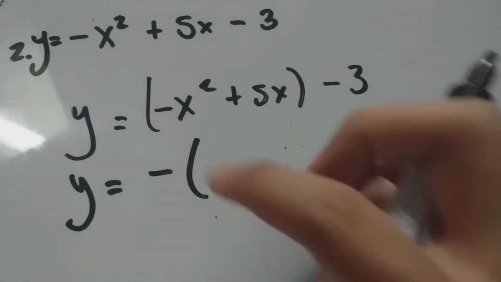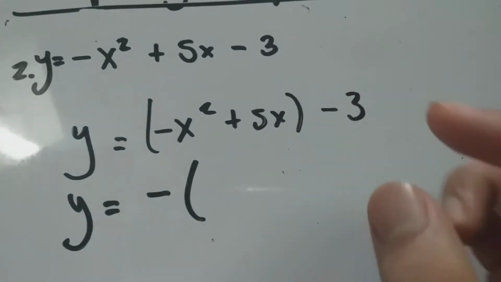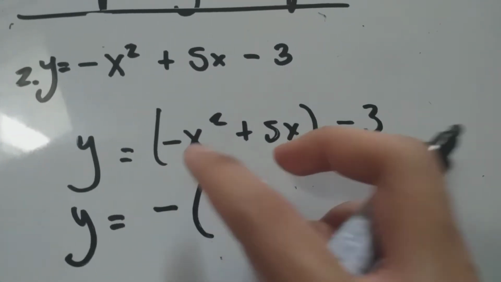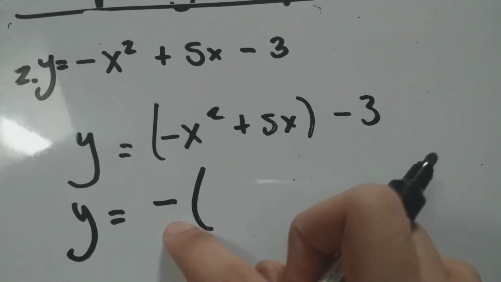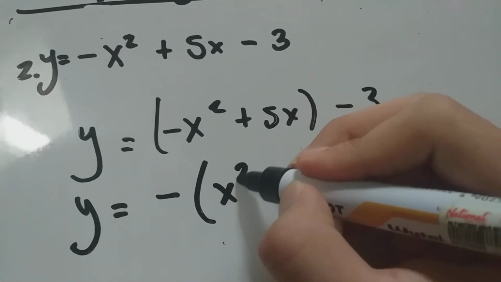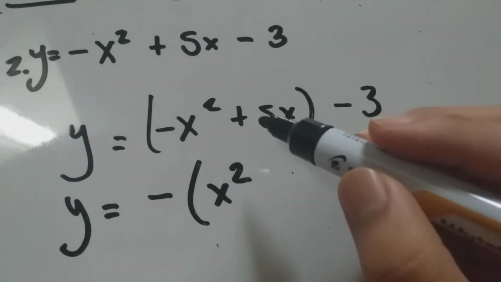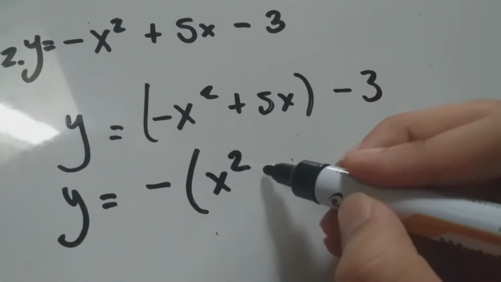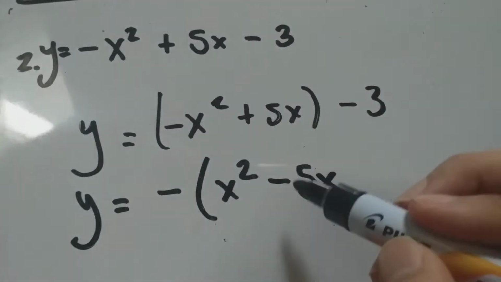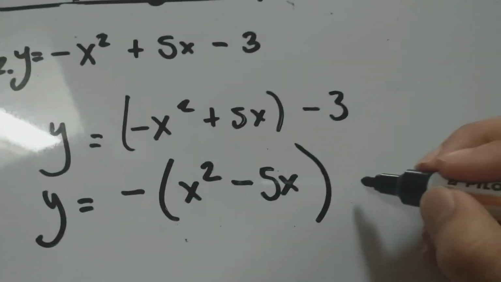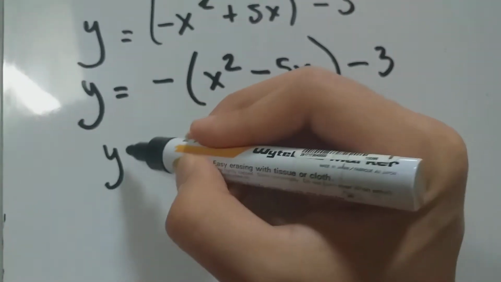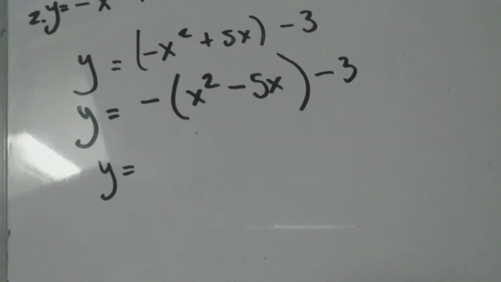Then after you put out the negative sign, you multiply the negative sign over what is inside the parentheses. So negative times negative x squared is positive x squared. Then negative times positive 5x becomes a negative 5x, because negative times a positive is a negative. Then just rewrite the 3. Then just do what you have done in the first example.